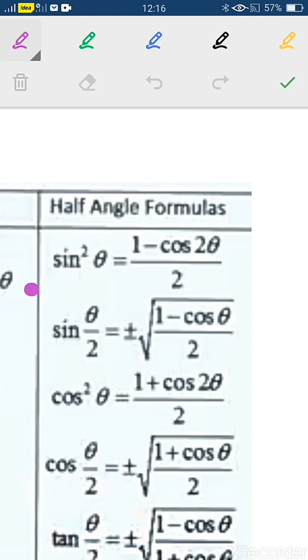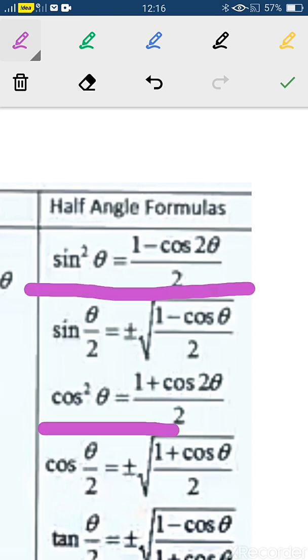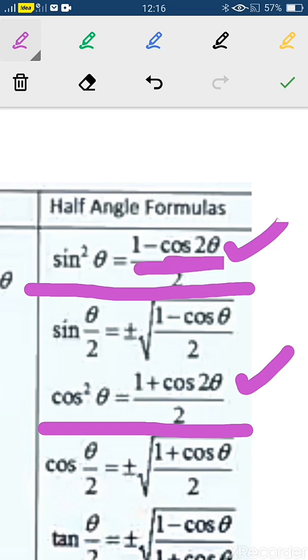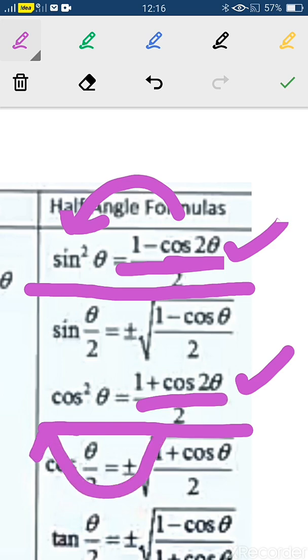So cos square theta, this you have to learn. Cos square theta is equals to 1 plus cos 2 theta by 2, right? Sine square theta is equals to 1 minus cos 2 theta by 2. These two formulas are very important, which you have to learn. Whenever there is a negative sign, you will convert it into sine square. Whenever there is a positive sign, you will convert it into cos square.